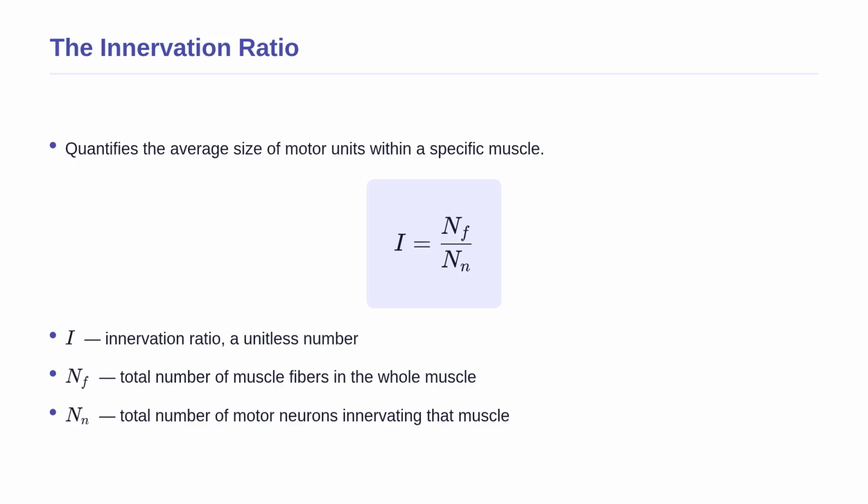Capital I represents the innervation ratio, which is a unitless number. Capital N subscript F represents the total number of muscle fibers in a specific whole muscle. Capital N, subscript N, represents the total number of motor neurons innervating that same muscle. When the value of I decreases, it means the muscle has finer, more precise control. Conversely, an increase in I indicates the muscle is designed for gross, powerful movements.